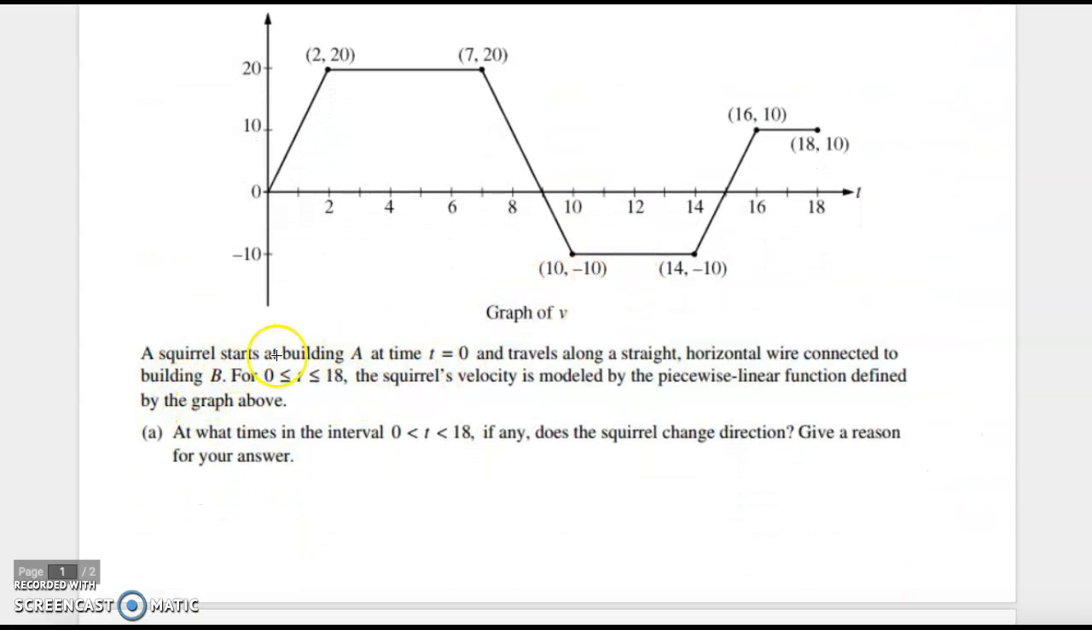A squirrel starts at building A at time t equals 0 and travels along a straight horizontal wire connected to building B. For 0 to 18, the squirrel's velocity is modeled above. So this is a velocity function, so v of t is on this side. And they want to know at what times in the interval 0 to 18, if any, does the squirrel change direction. Now, we've talked a little bit about what changing direction means.